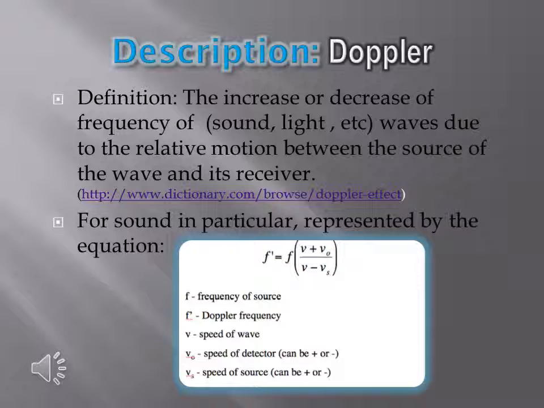Doppler is defined by the increase or decrease of the frequency of waves due to the relative motion between the source of the wave and its receiver. For sound in particular, we use this equation.